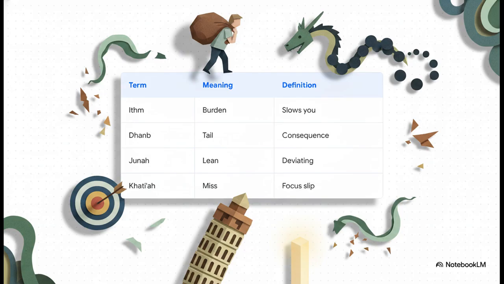And this brilliantly illustrates the entire linguistic landscape we've just uncovered. Whether it's ithm acting as a heavy burden, dhanb dragging that consequence tail, junah leaning away from justice, or khatiyah just missing the mark completely, notice what is completely absent here. There is literally no concept of arbitrary, rigid rule breaking. Every single one of these roots describes a highly functional, practical deviation from a healthy state of being.